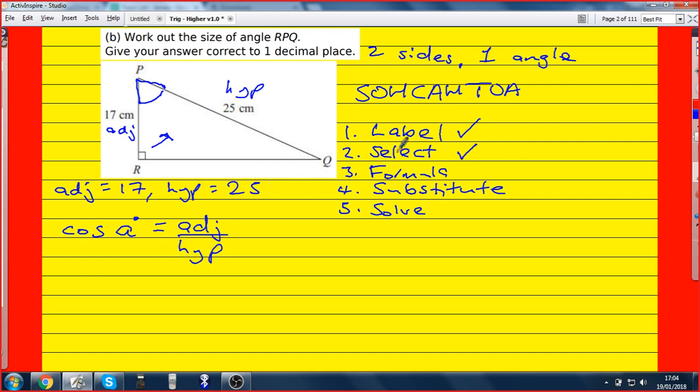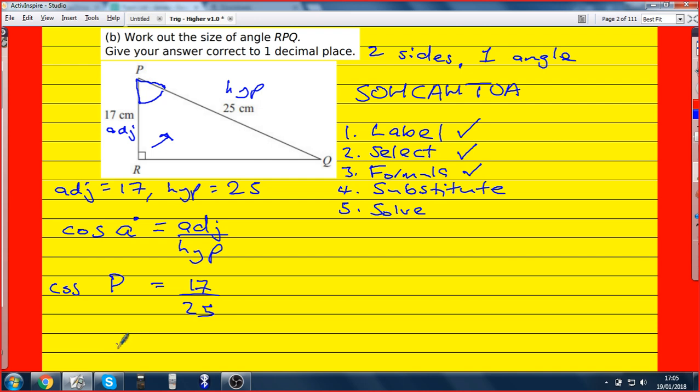Okay, so we selected cos, we wrote out the formula. Now sub into the formula what you know. 17/25. That's it. And I'm also going to, just for the sake of clarity, so this is the angle P, instead of writing A for angle, I'm going to write P, just so you know what your answer represents. Okay, so we're trying to find out what P is equal to.